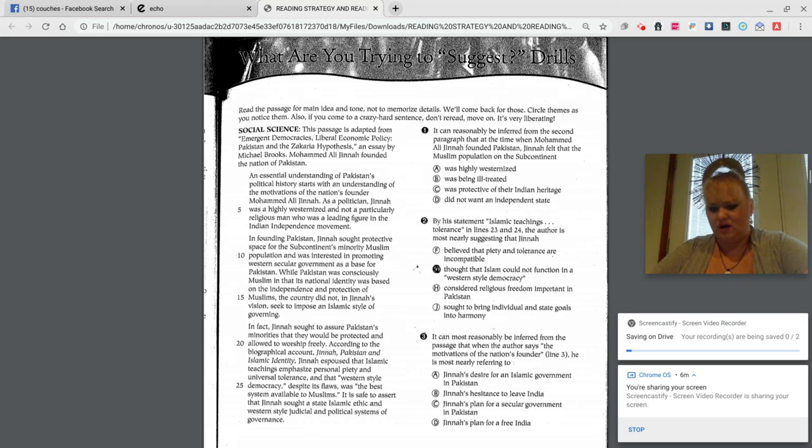And so, we're on number 2. So for number 2, we're looking at H. He thought that Islam could not function. No, that's not right. I'm sorry. Considered religious freedom important in Pakistan. Okay, so that would be H. And then 3, it can most reasonably be inferred from the passage when the author says the motivations of the nation's founder in line 3 that he is most nearly referring to. We've talked about this. C, Jinnah's plan for a secular government in Pakistan.